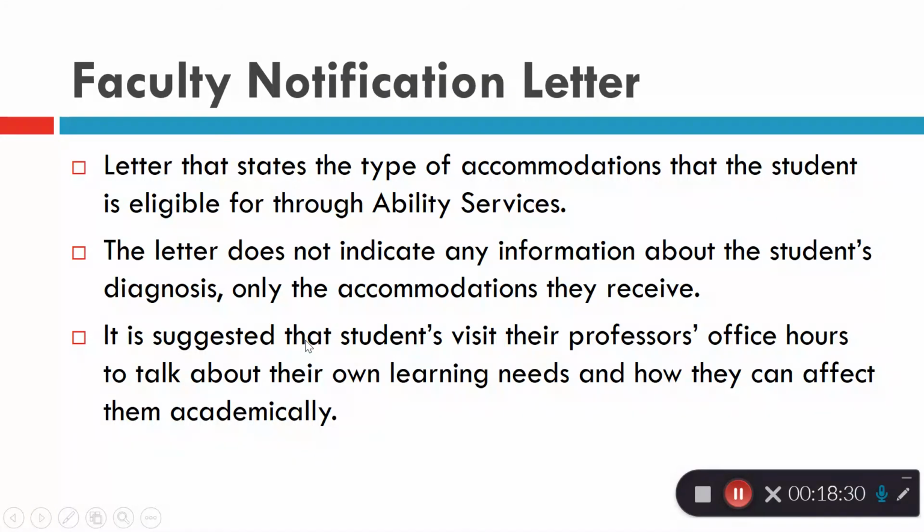Alrighty, so the faculty notification letter. The difference between the letter of eligibility and the faculty notification letter is basically this. The letter of eligibility just states what the eligibility is for the student. Pretty straightforward, right? It only goes to the student, not to the faculty member. The faculty notification letter is basically a letter that states the type of accommodations the student is eligible for through our office. This is essentially how professors find out that a student has accommodations with our office.